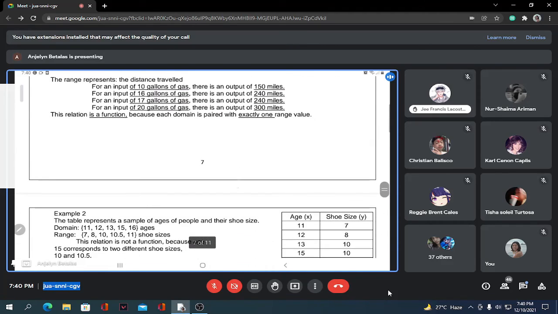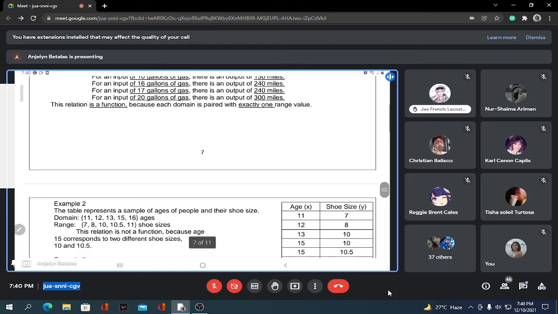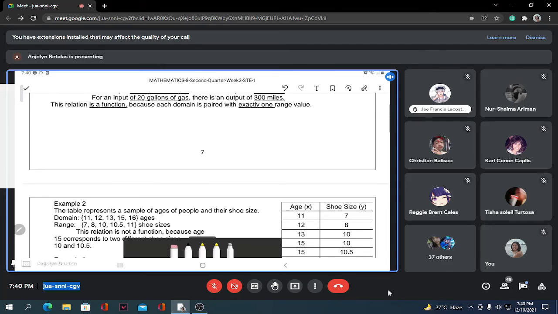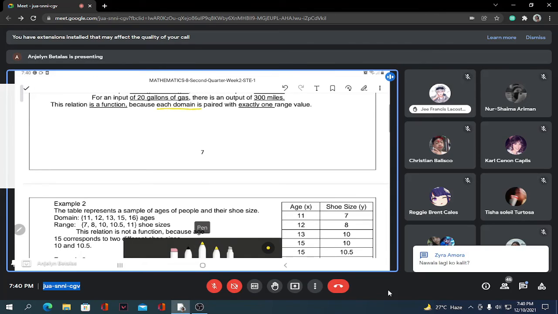Okay, question. Function na siya, because each domain or input, the set of all inputs, is paired with exactly one range value or exactly one output. Okay.